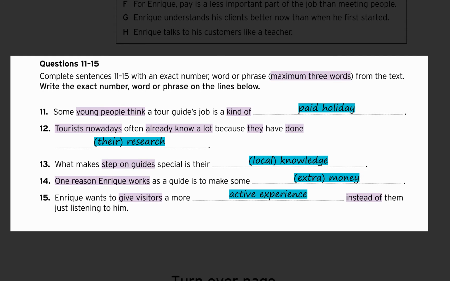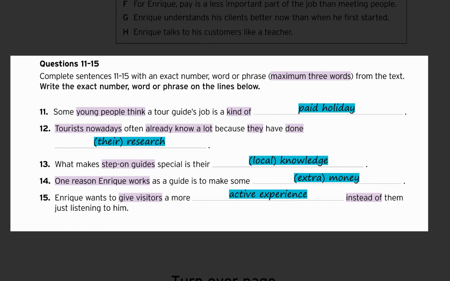Number 12. Tourists nowadays often know a lot because they have done something. They've done research. If you write research, this is correct. If you write their research, that's also correct. But you don't need the word there. That's why it's in brackets.